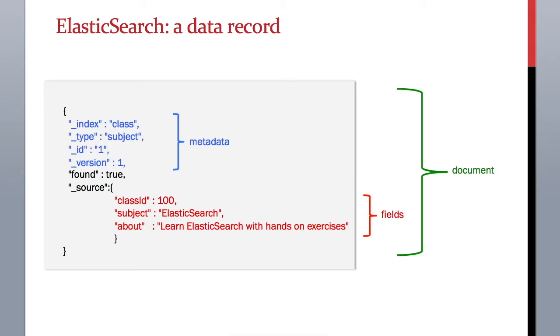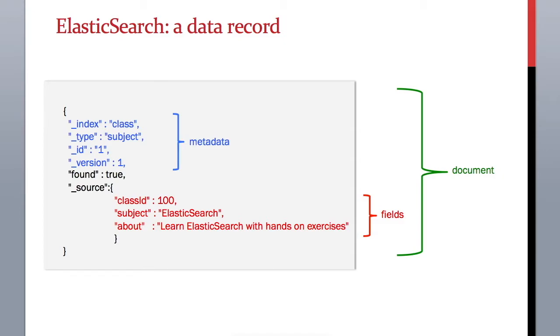In this slide, you can see a sample data record within Elasticsearch. As we discussed previously, Elasticsearch saves the records in the form of documents, JSON documents. Here you can see we have some metadata and we have some fields within that document. Metadata is basically the data which defines this particular document, in RDBMS terms, this particular record.